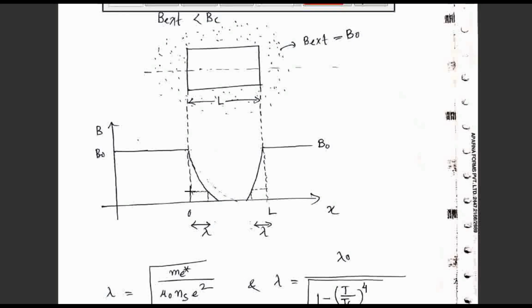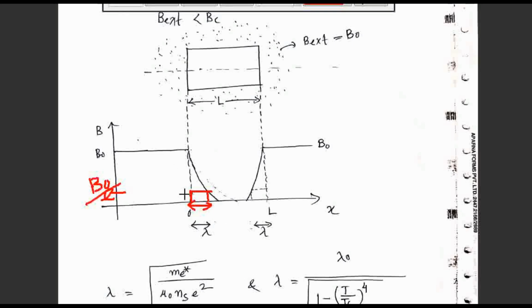So up to this distance, this length, is known as London's penetration depth, because this value is B naught by e. As the external magnetic field inside the specimen becomes B naught by e, up to that length it is known as London penetration depth.